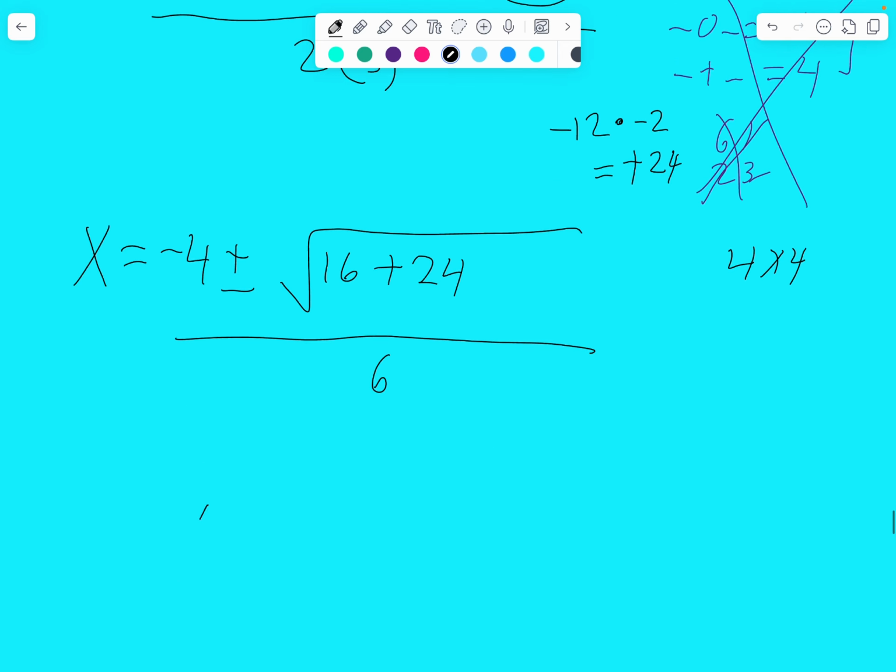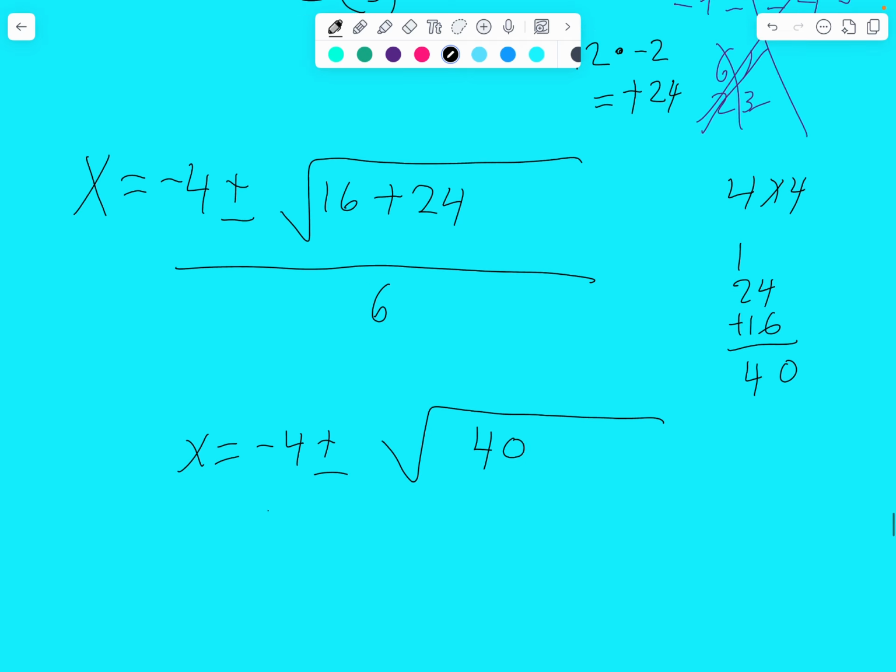So we're going to say x is equal to negative 4 plus or minus the square root of, what's 24 plus 16? Let's see. We got 6 plus 4, which is 10. Put the 1 on top, which is 40. Okay. So we got the square root of 40 all over 6.